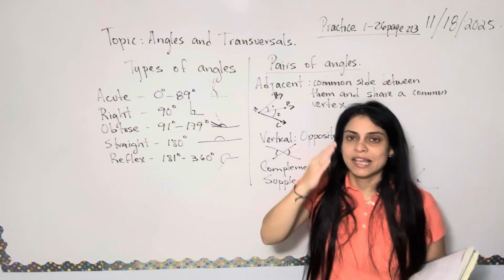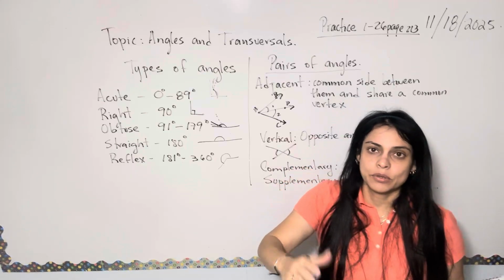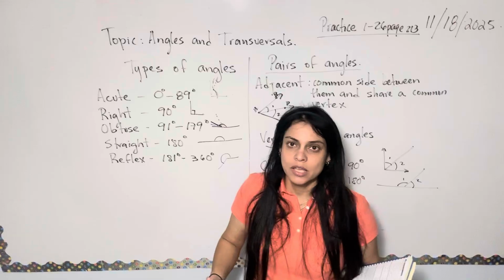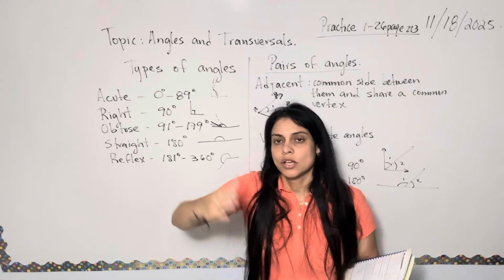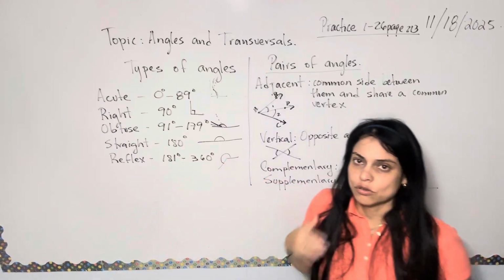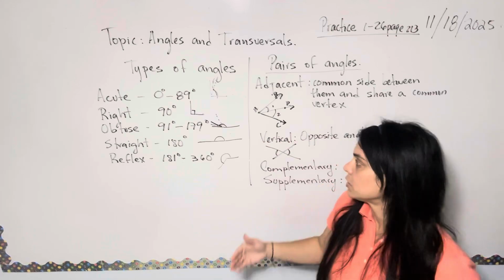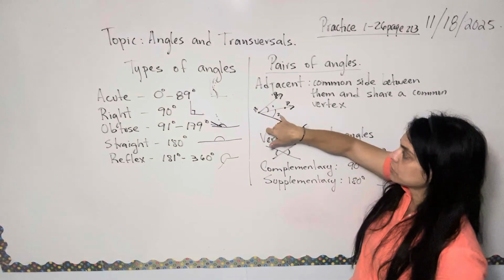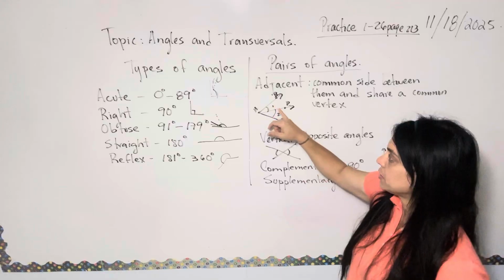For example, it's like your class and Miss Maldonado's class. You have a common wall there, right? So you are adjacent with the other class because you are one beside the other one. The same happens with angles. The angles that are together, one beside the other one, they are adjacent.